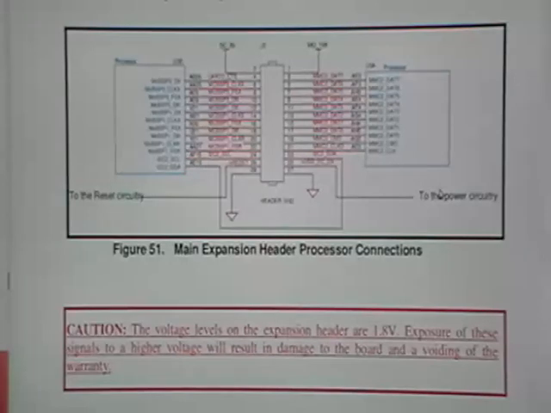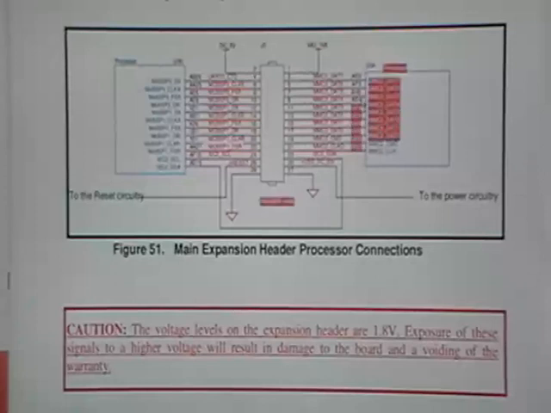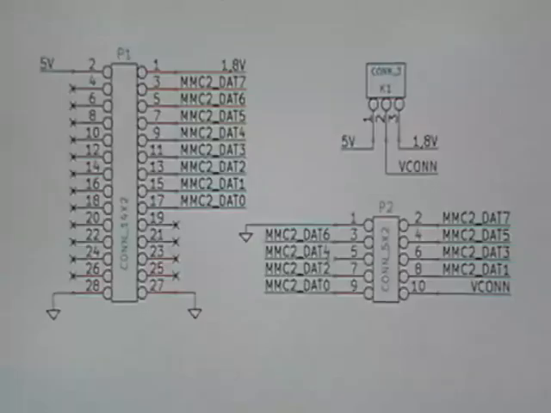Looking at the BeagleBoard manual, there is a schematic with the main expansion header processor connections. We are about to choose pins from MMC2.0 to MMC2.7 because we want to connect 8 LEDs, the size of a byte. Be aware that the voltage levels on the expansion header are 1.8 volts. Exposure of these signals to a higher voltage will result in damage to the board and voiding of the warranty.